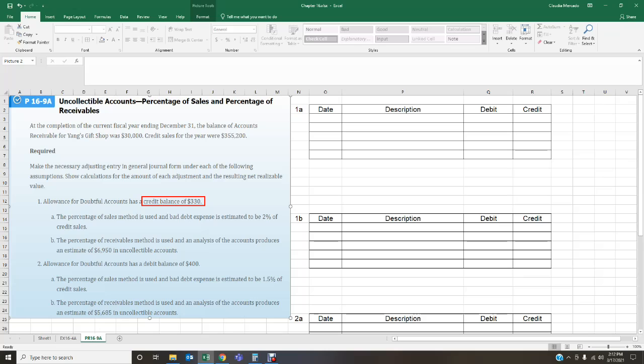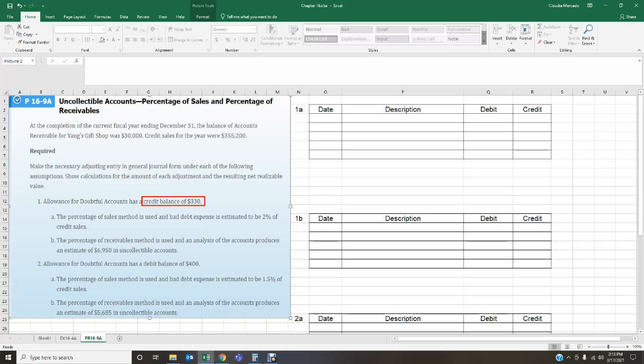So we still have $330 in the bucket. When we take money out of the bucket, we debit the allowance for doubtful accounts. So when you put money into the bucket, you credit it. When you take money out of the bucket, you debit it. That is how it works.